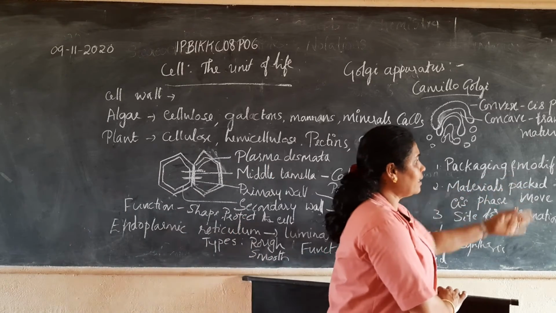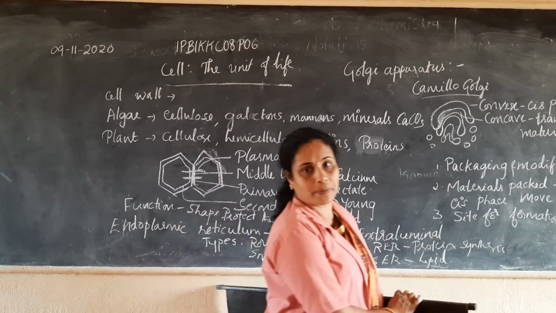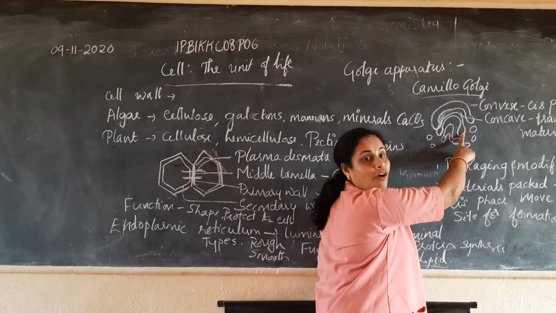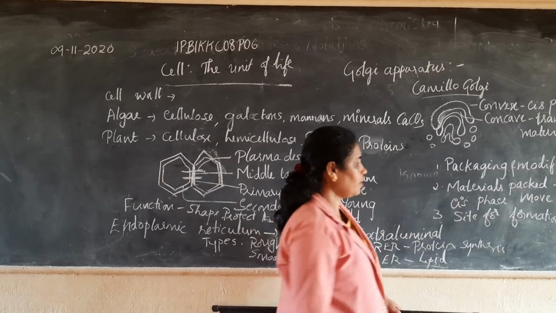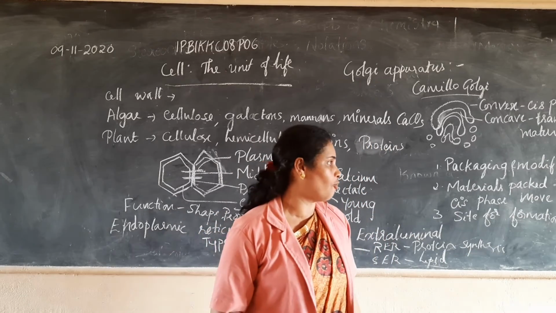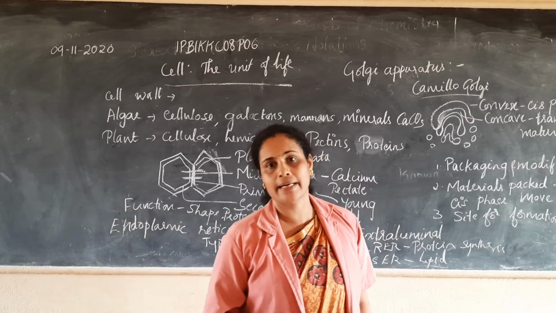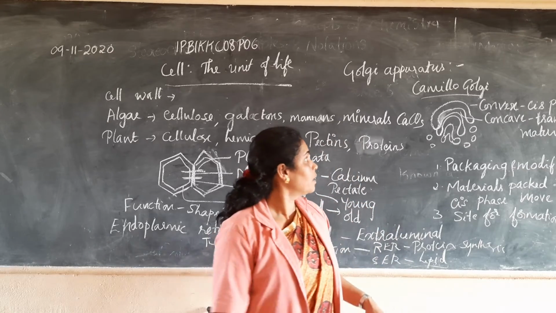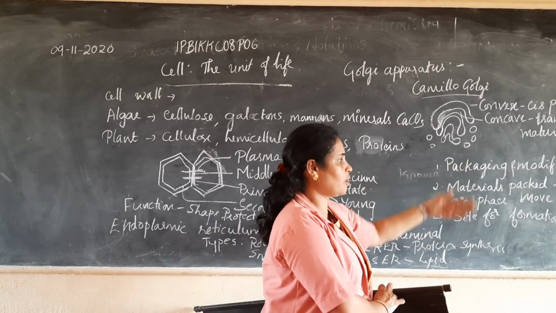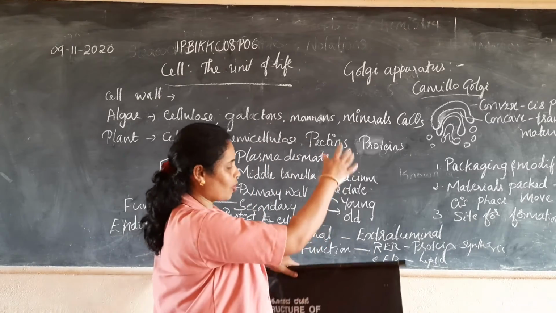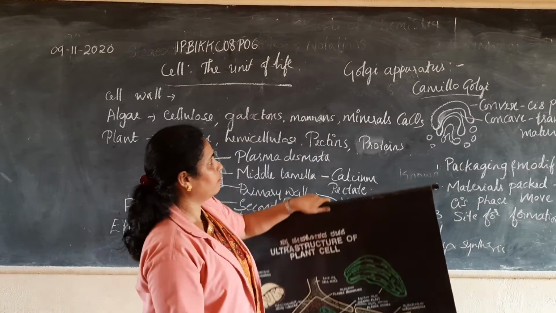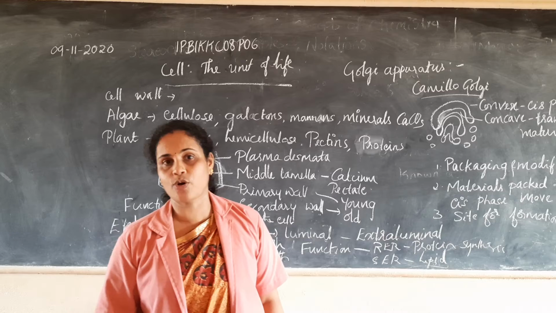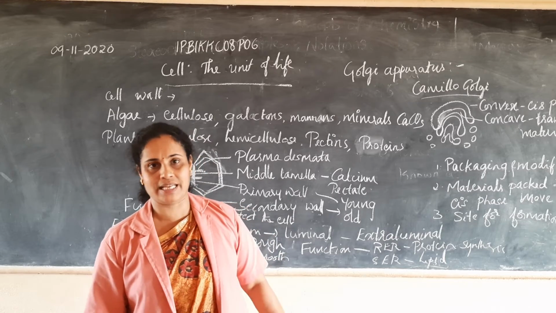Materials are packed in the vesicles of the endoplasmic reticulum. They fuse with the cis face, then move to the trans face for secretion. These are also the active site for the formation of glycoproteins and glycolipids. So these are the functions of the Golgi complex. These organelles, the endoplasmic reticulum as well as the Golgi complex, are found in both plant cells and animal cells.